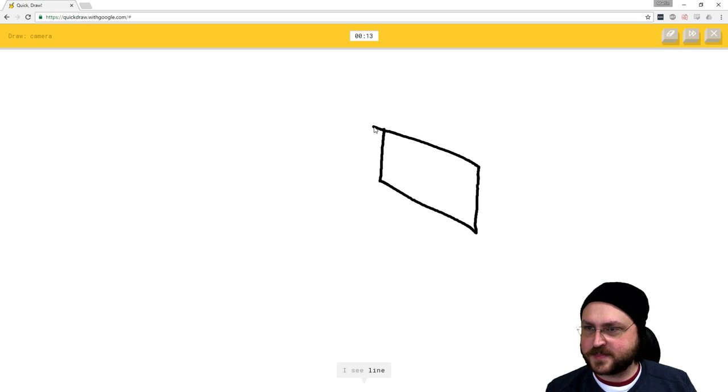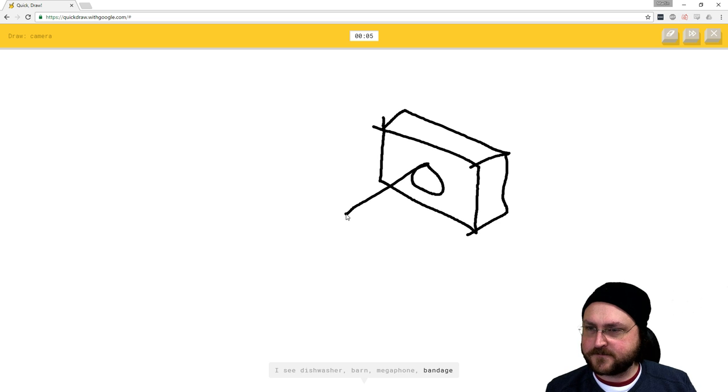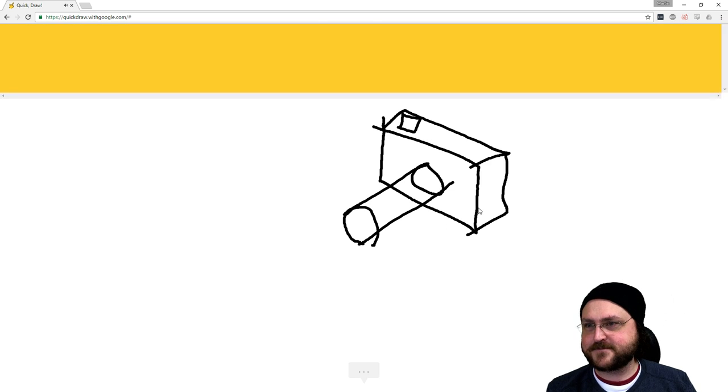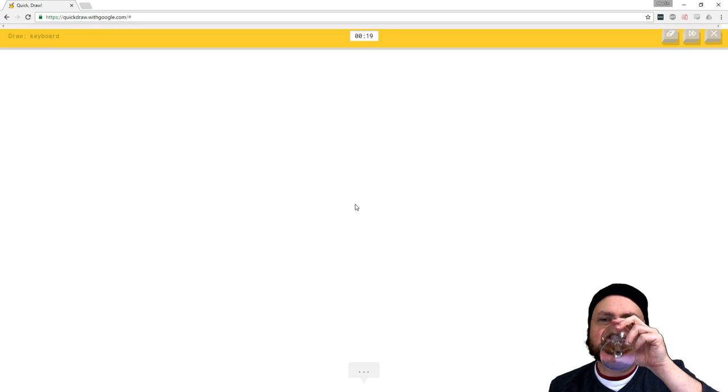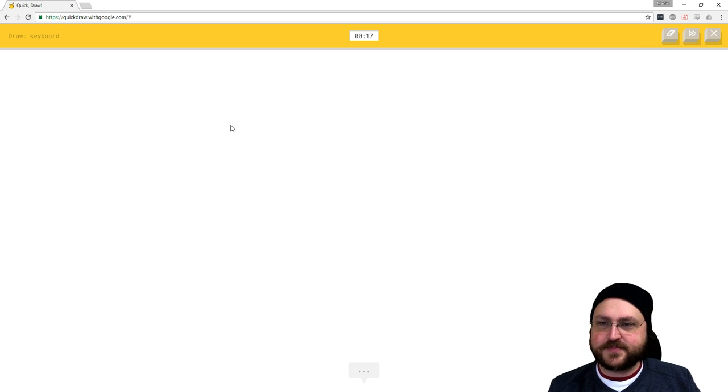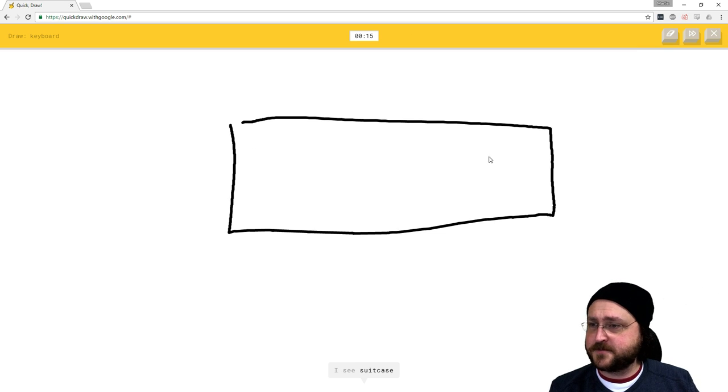I see line. Or matches. Oops. Like this. I see dishwasher. Or barn. Or megaphone. Or bandage. I see fish. Or fire truck. Or baseball. Sorry, I couldn't guess it. I see suitcase. Oh, I know. It's keyboard.